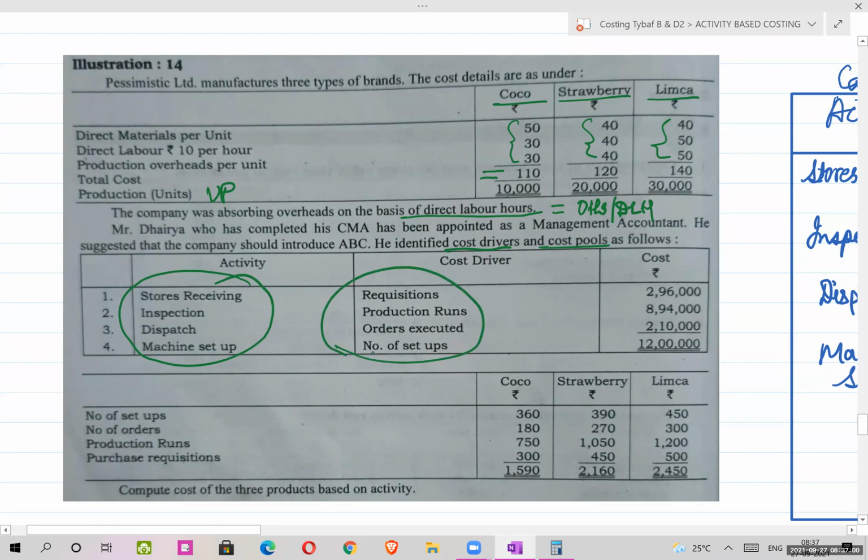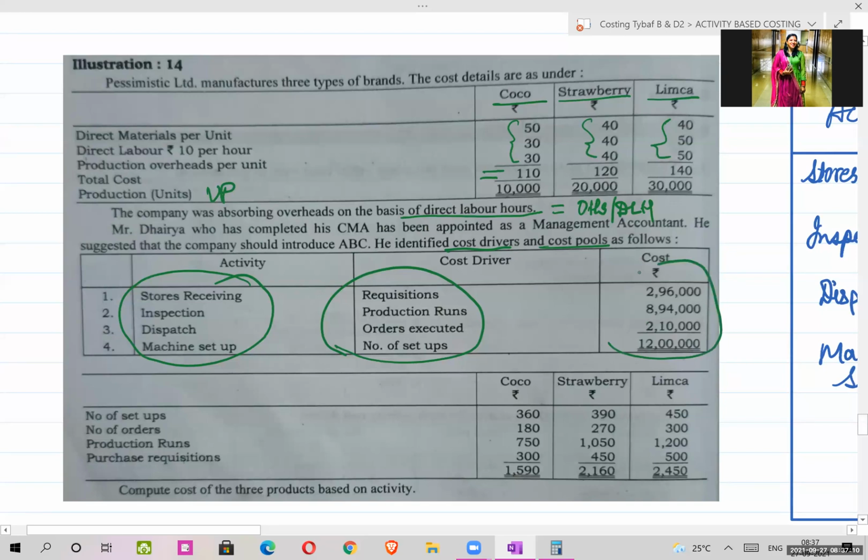So actually it's a comparatively easier question because the cost driver is mentioned: requisition, production runs, orders executed, number of setups. And this is your cost pool. So this is the cost pool, this is the cost driver, this is the activity. This information will help me to calculate my cost driver rate under the new method. Next, what is given? Number of setups, number of orders, production runs, and purchase requisition.